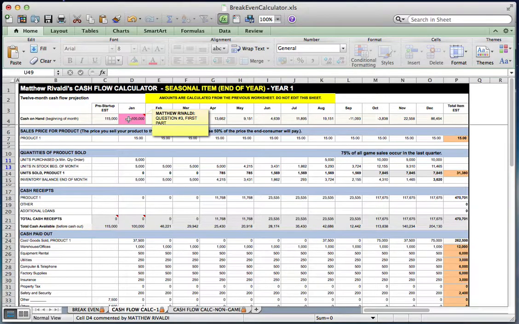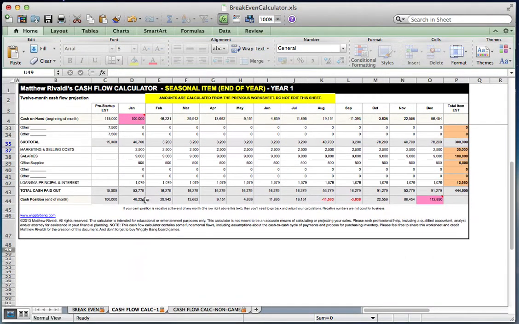January 1st, you have $100,000 in cash, and it types in your product, how much you're selling it for, how many units you purchase. You purchase 5,000 units to have them in stock, and how many you sell. So at the end of every month, it's how much cash you have. And you'll notice it goes down, down, down. These red numbers mean right here that you ran out of cash in August and September.